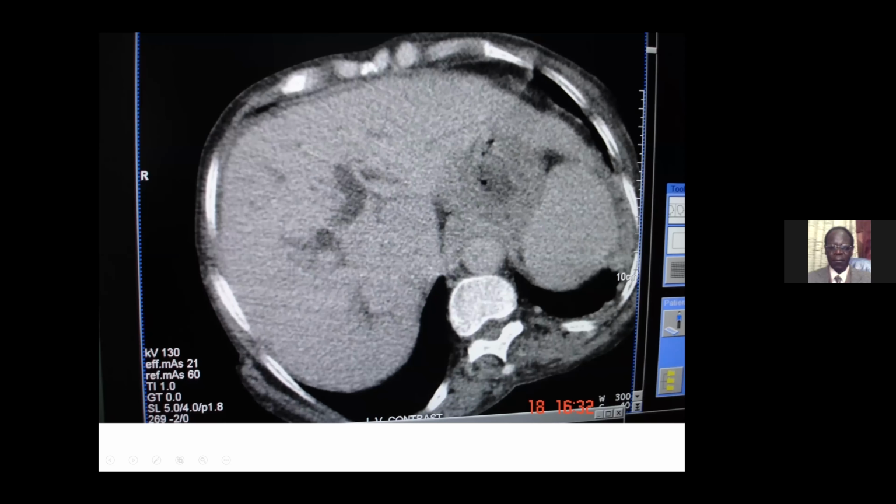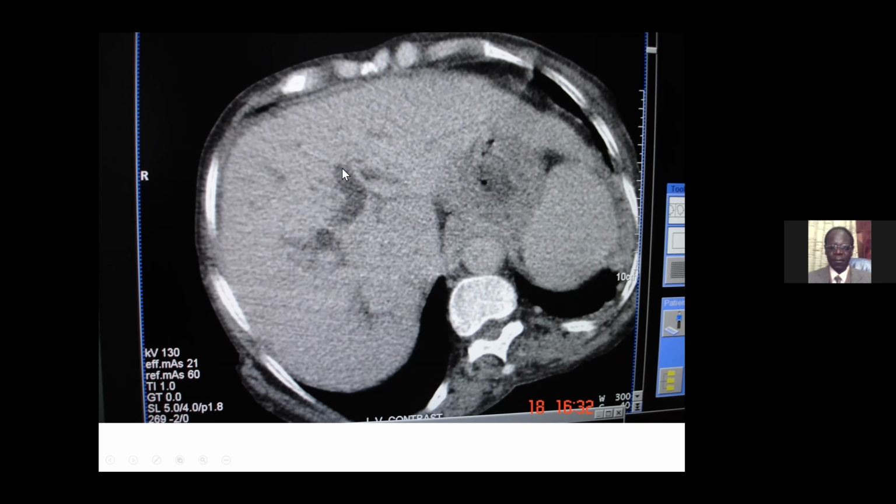This image is a CT of the abdomen at the level of the liver. We can see the right lobe of the liver, the left lobe, which is crossing the midline. This is the midline here. The left lobe of the liver ought not to cross the midline, but this one has. So there's hepatomegaly.